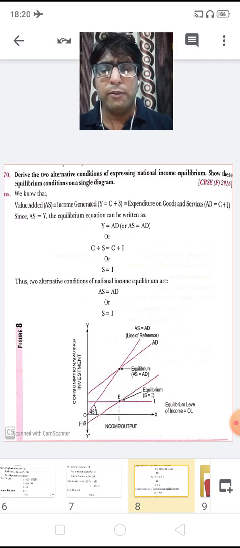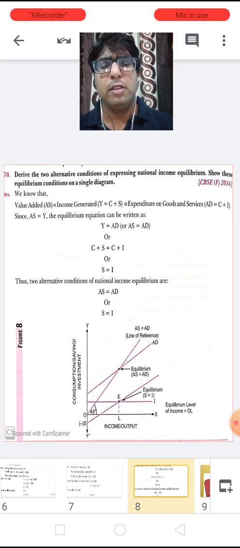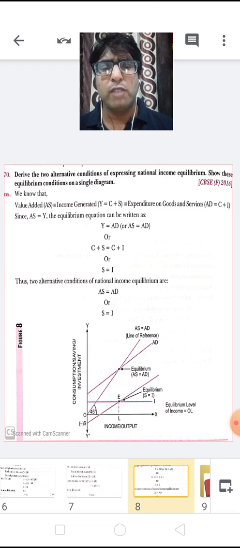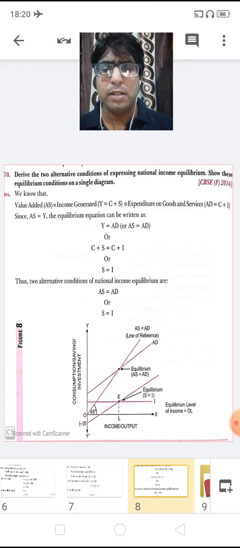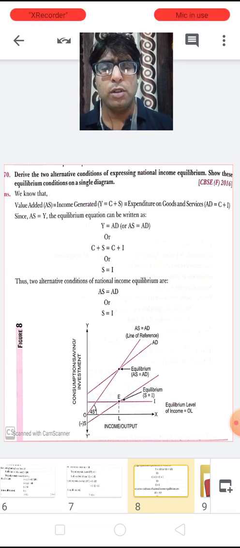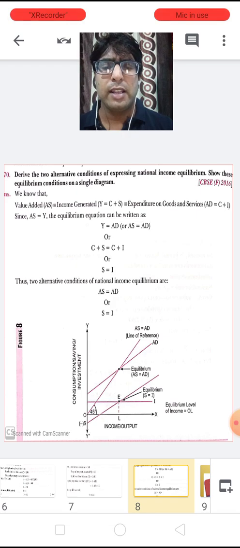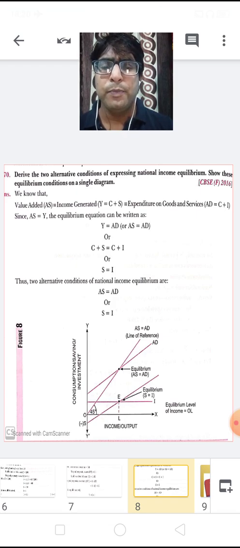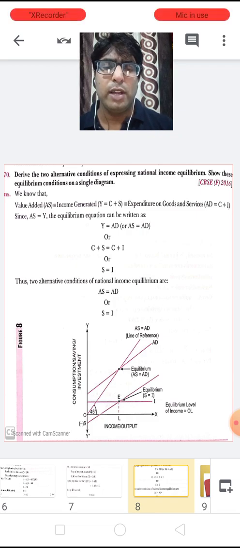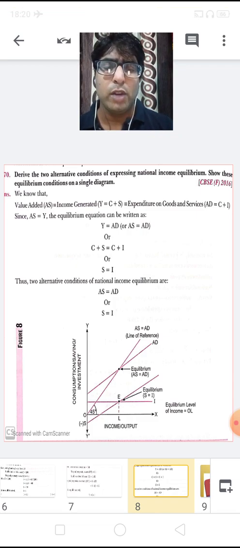We know that value added, that is aggregate supply, equals income generated, that is Y, which equals consumption plus savings. So it is equal to expenditure on goods and services, that is AD equals C plus I. Since aggregate supply is equal to income, the equilibrium equation can be written as Y equals AD, or AS equals AD.